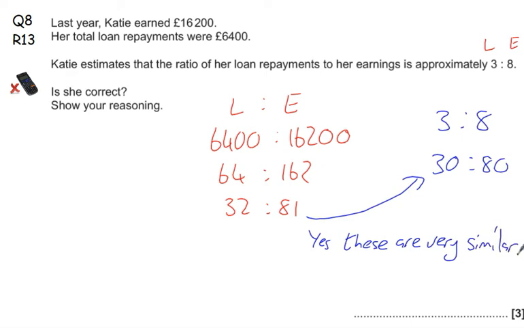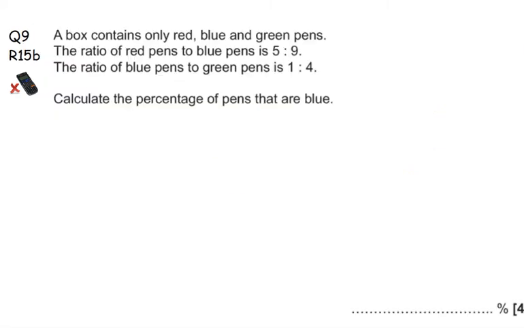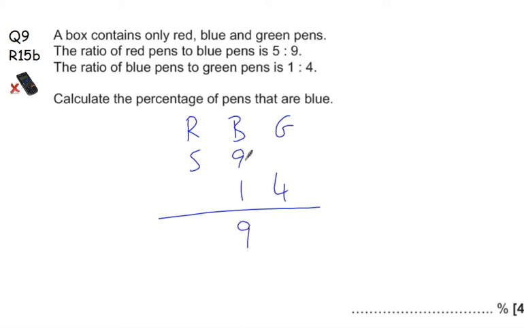These are very similar. A box contains red, blue and green pens. The ratio of red pens to blue pens is 5 to 9. From blue to green is 1 to 4. So my common multiple of 9 and 1 is going to be 9. This line stays the same, 9 and 5. However, this one has been multiplied by 9, 1 multiplied by 9, so this is 36.